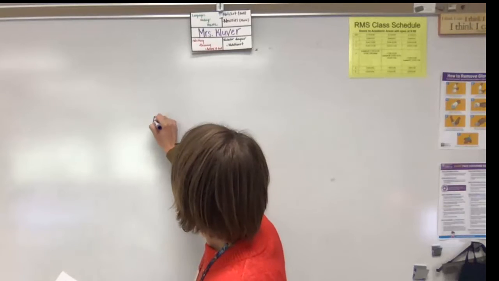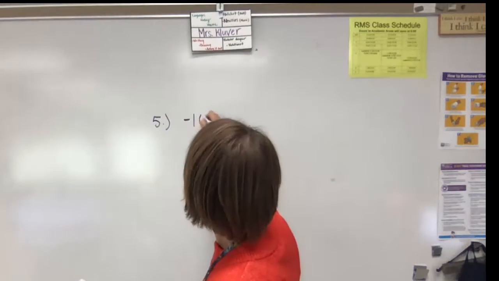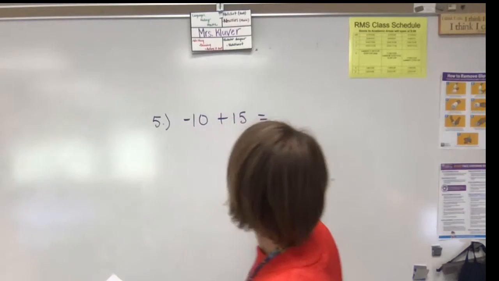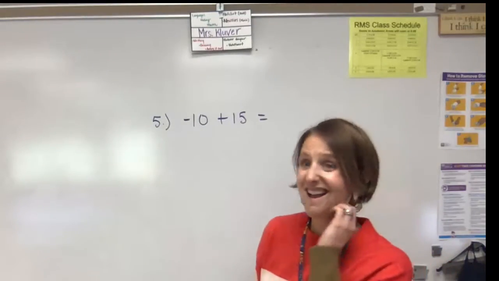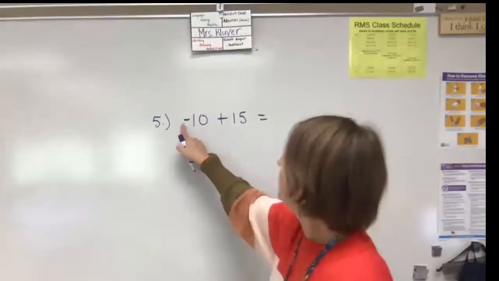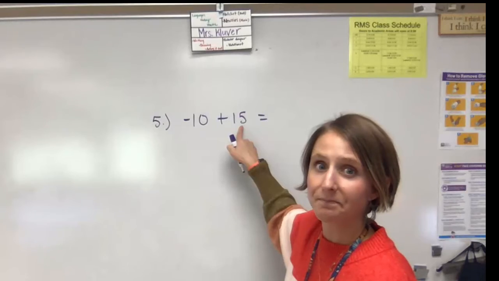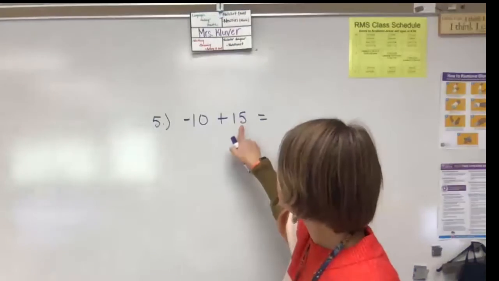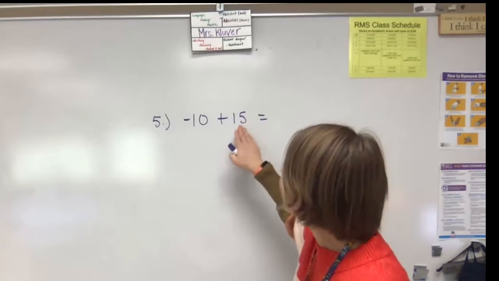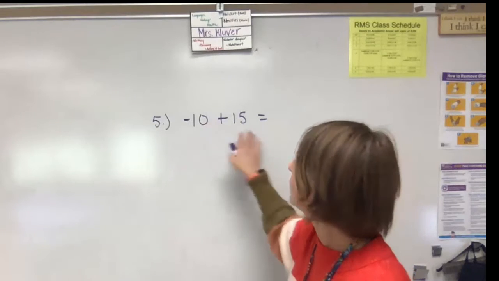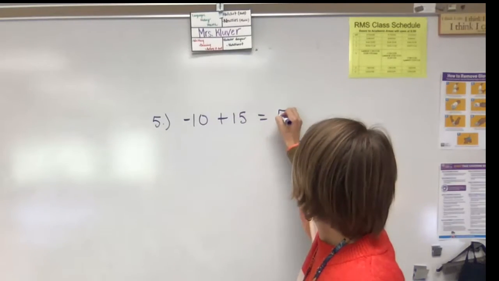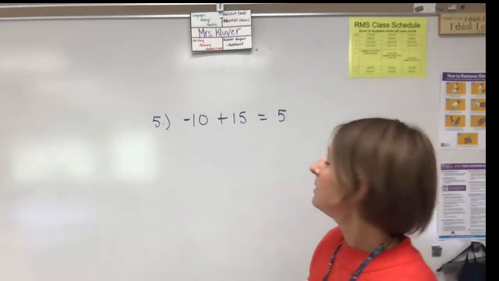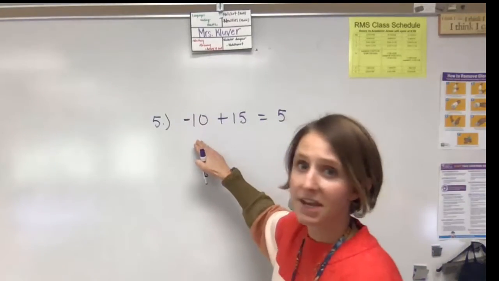Last one. -10 plus 15. Who won? The negative team or the positive team? The positive team did, right? So our answer is going to be positive. By how much did they win? Subtract their scores. 15 minus 10. They won by 5. When we do that, we're looking at the absolute value of the negative team's score.